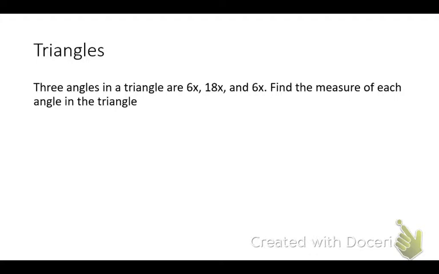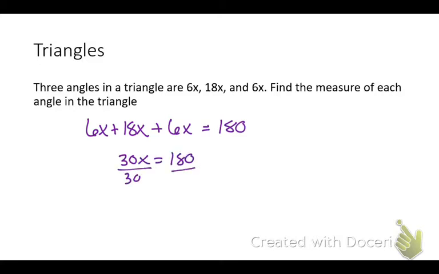Then add all the angles together: 6x plus 18x plus 6x. All right, go ahead and do that and solve. Okay, so we solved for x. Did you guys all at least get that far? 30x divided by 30, x equals 6. But you're not done. You've got to go back and plug it in. Don't forget to do that on your midterm.